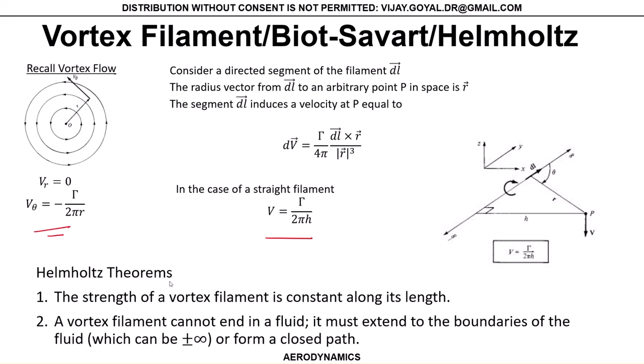Now, the Helmholtz theorem also says that the strength of the vortex filament will be constant. So if you have a gamma here, that gamma will be the same everywhere across that line. That circulation will be the same. The vortex filament cannot end in the fluid. It must extend to the boundaries of the fluid, which can be minus infinite to infinite, or form a closed path. This is how we use all three; they basically give you the same answer.